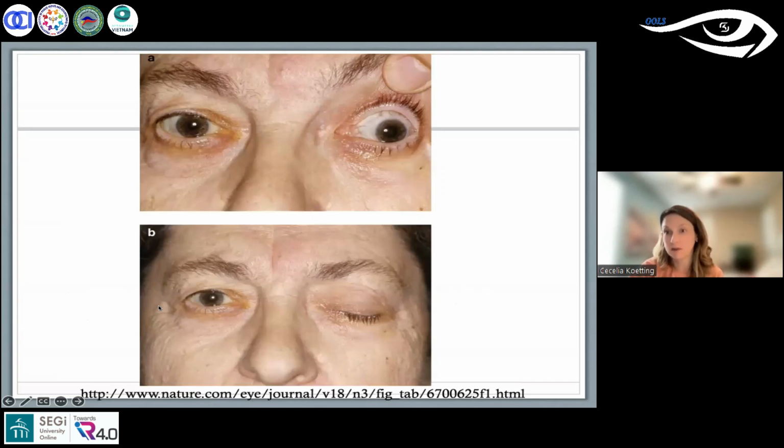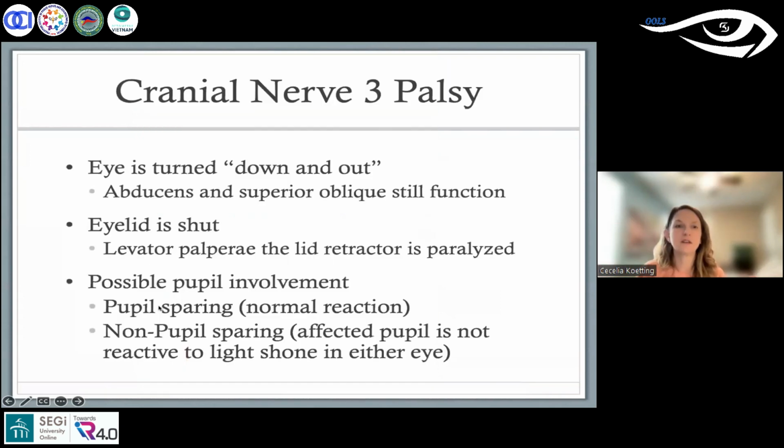Well, this is essentially what the patient looks like, okay? Full eyelid closure. When we lift that lid, we do see that the eye is down and out. So when we see down and out, that's when we start to think about cranial nerve 3. Because that is the one that controls everything else other than our superior oblique and our lateral rectus. So those are the only two that are still working. It pulls it down and out. So abducens and superior oblique are still functioning.